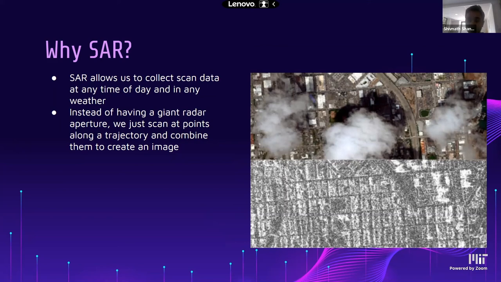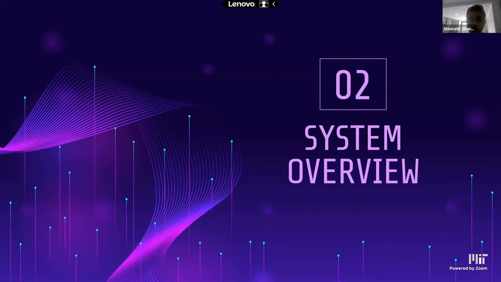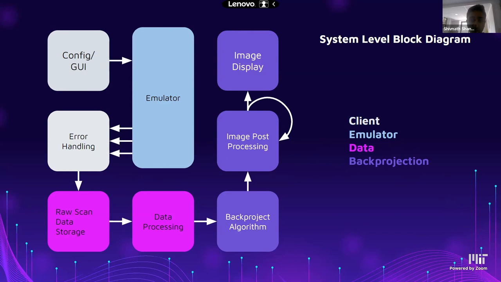So now we will go into our system overview. These are the four subsystems in our system. We have the client, the emulator, data, and back projection. It is worth noting that all arrows pointing towards the emulator are encoded, so we have to decode those.